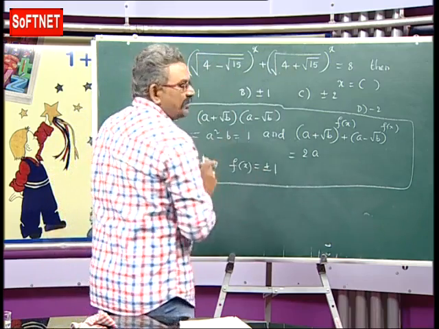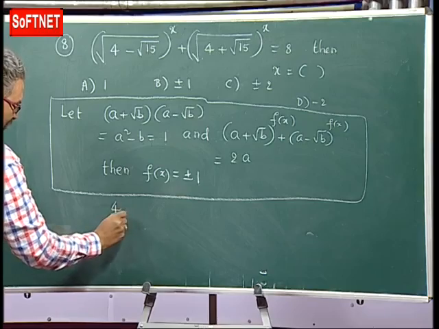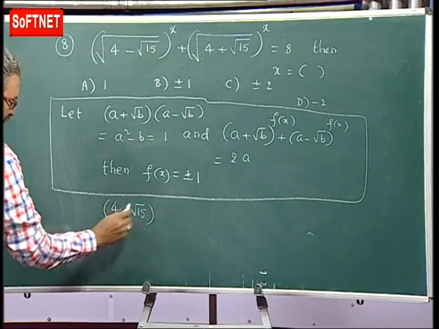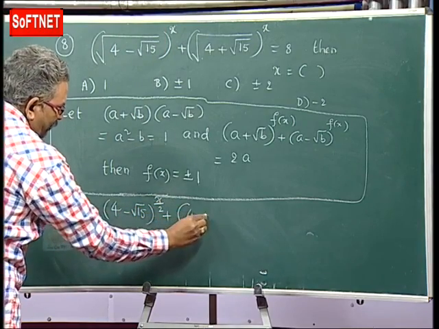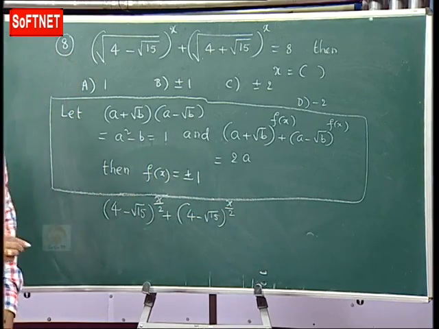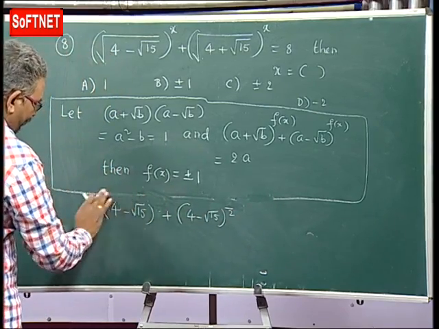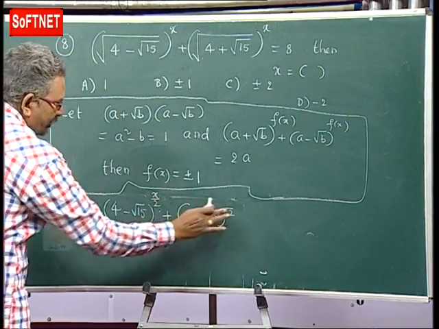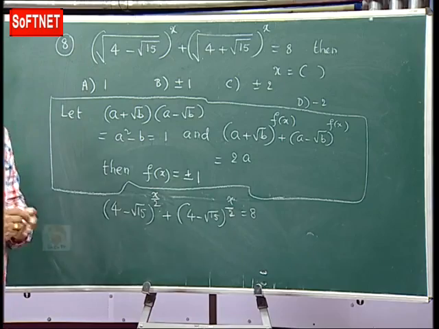First, let us just change the problem like this. This can be written as 4 minus root 15 whole to the power of half, whole to the power of x, x by 2, power is x by 2, plus 4 plus root 15 whole to the power of x by 2 equals to, I will write once again, don't worry, x by 2, equal to 8. Just now the problem is like this.